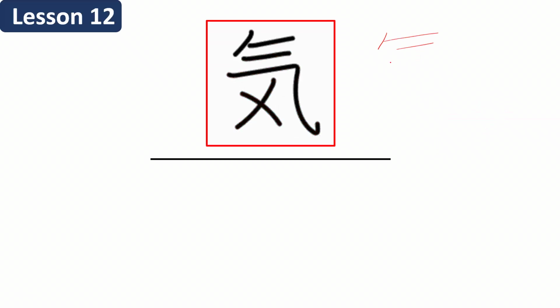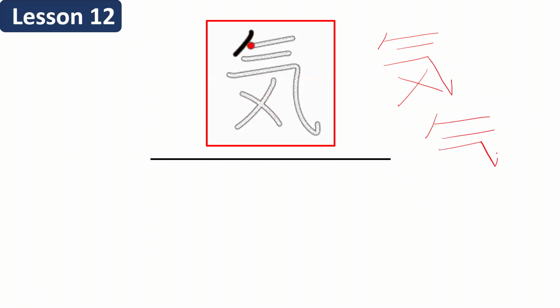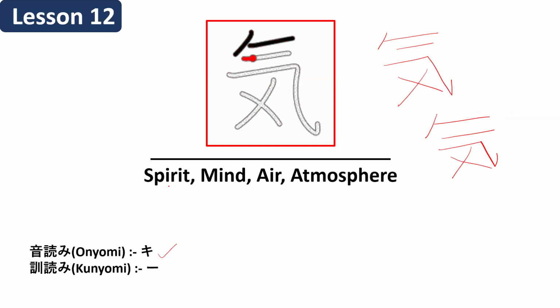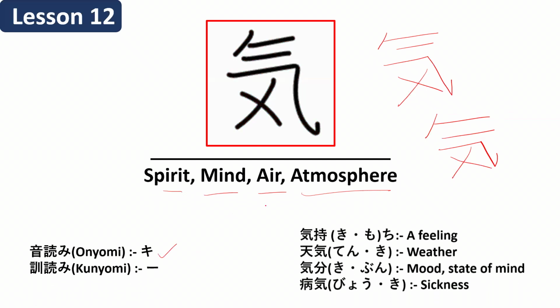Ichi, ni, san, shi, go, roku. Onyomi is ki. Spirit, mind, air, atmosphere. Kimochi is feeling. Tenki is weather. Kibun is mood, state of mind.